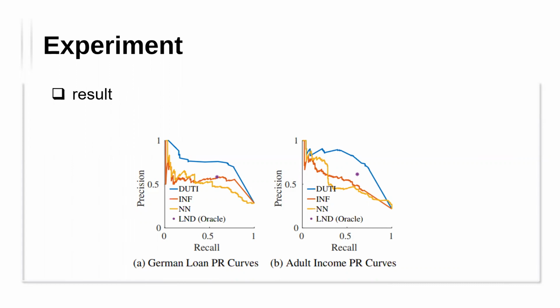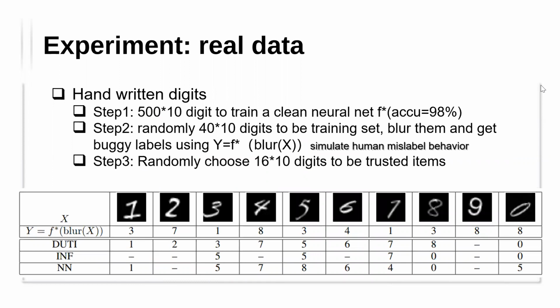Let's look at the MNIST data. First, they collect a data set. Each digit has 500 images, and they train a clean neural net F. And then they randomly choose 40 per digit to be a training data set, and then blur them again and get buggy labels.